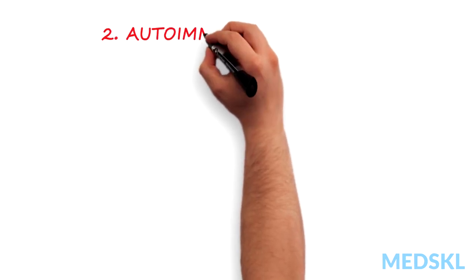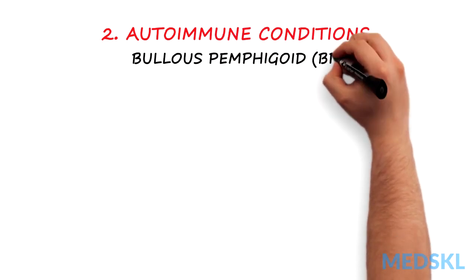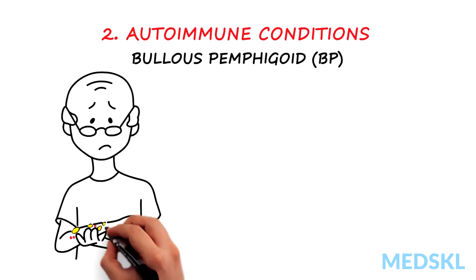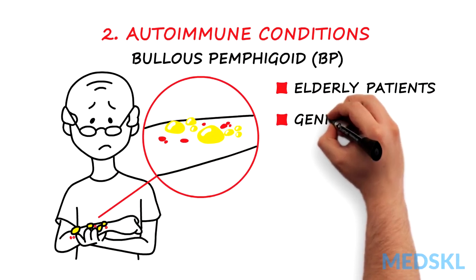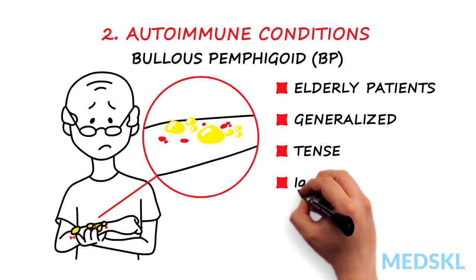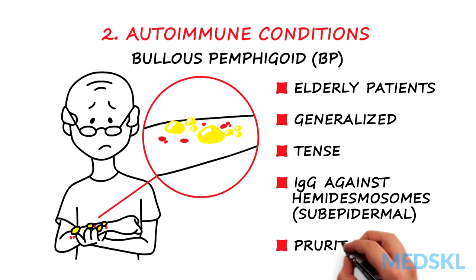The second are autoimmune blistering conditions. Bullous pemphigoid, or BP, is seen in elderly patients and presents as a more generalized eruption of tense and very pruritic bullae on a background of urticarial or normal skin. The bullae can be hemorrhagic and some might be crusted.